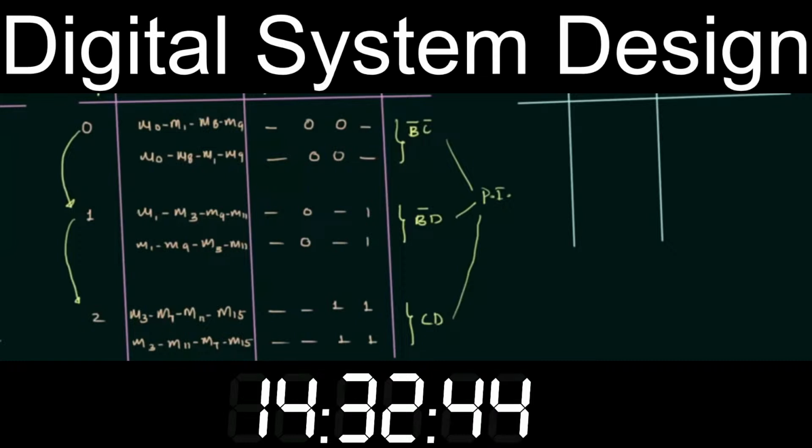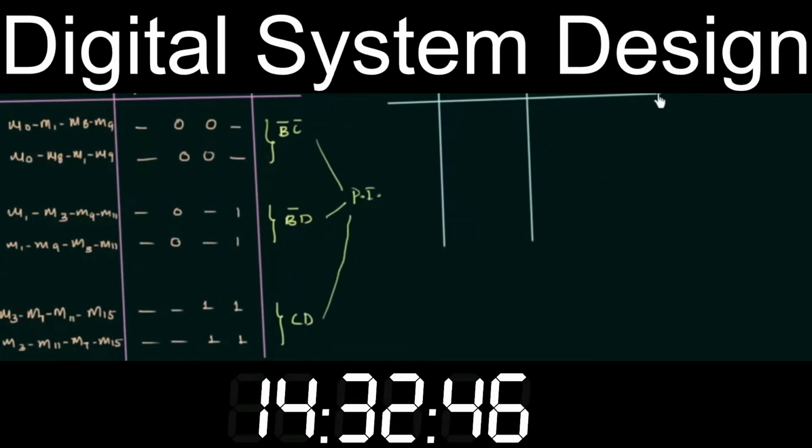We need more space for this prime implicant table. In the first column we are going to have the prime implicants. They are B complement C complement, B complement D, and CD. We are making this table to find out the essential prime implicants. These three are the prime implicants but not all are essential, and the minimized function will only have the essential prime implicants. So this table will help us to get the essential prime implicants.